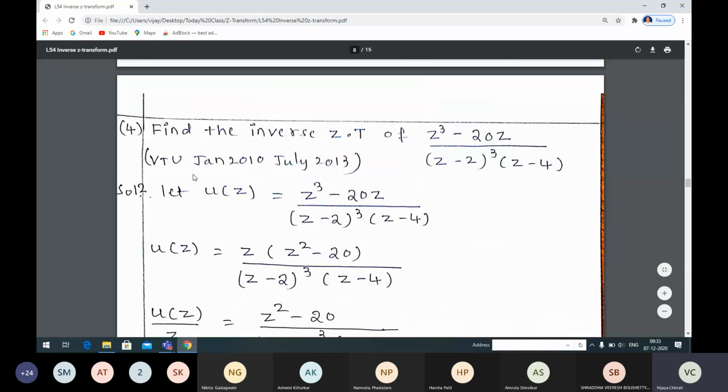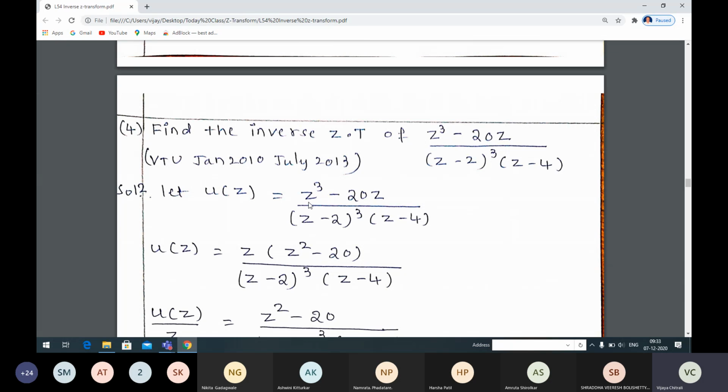Now, what is given? We want the inverse z transform of this. So what is given? U of z is given. So write down: let U of z be equal to z cube minus 20z divided by (z minus 2) raised to 3 times (z minus 4). I want U of z by z. Now observe these two. We can take z common, and easily we will get U of z by z.